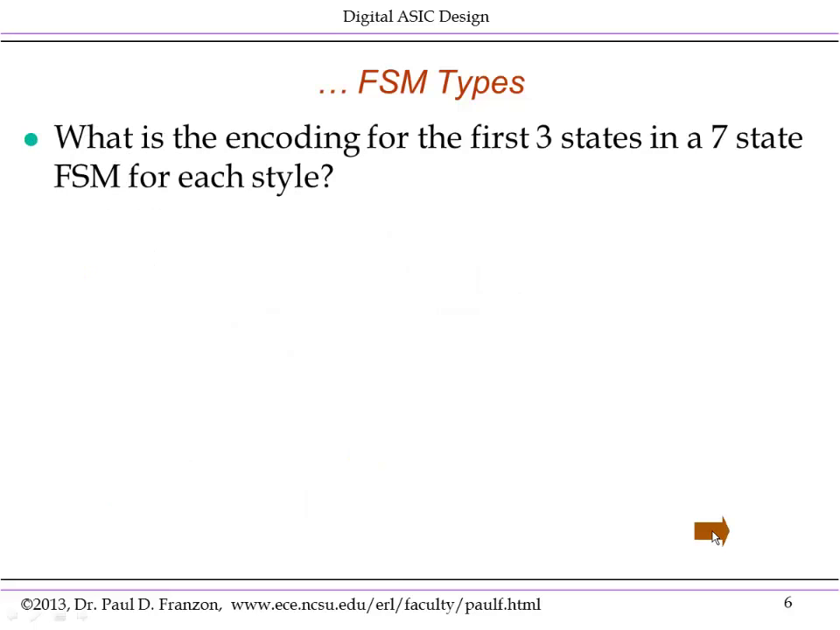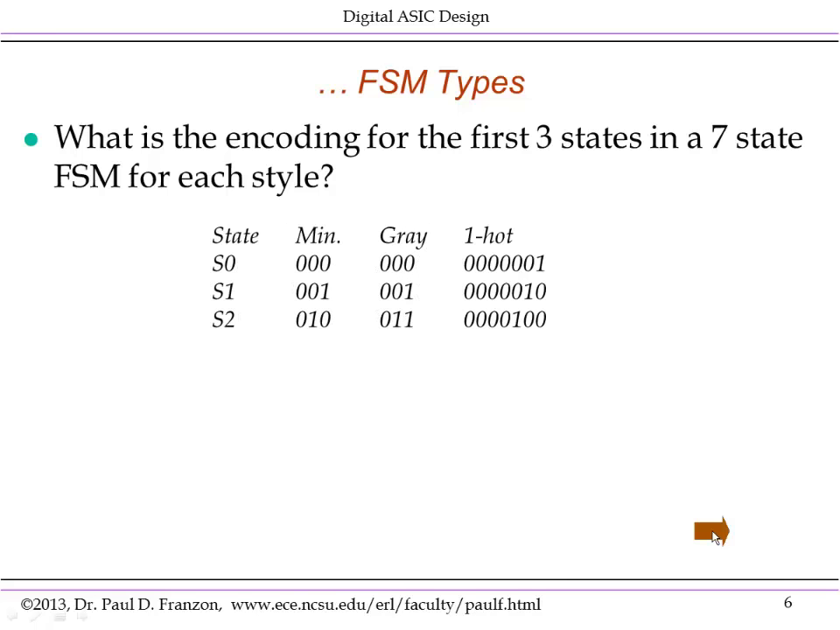Let's look at a simple example on the next 3 pages. Let's say we have 7 states in a finite state machine, and we're going to encode the first 3 states using each of the 3 major styles on the previous page. Well, what would you expect to see?